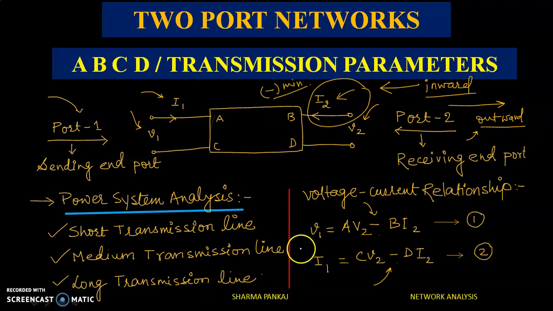See, this is the voltage current relationship. V1 is equal to A V2 minus B I2. Call it equation number 1. And I1 is equal to C V2 minus D I2. Call it equation number 2.